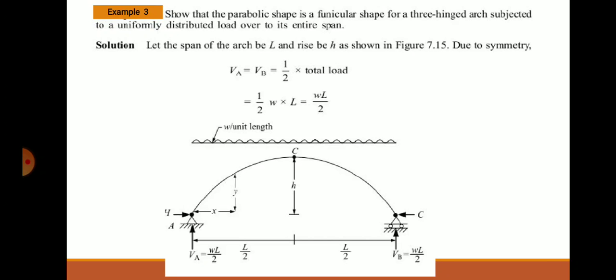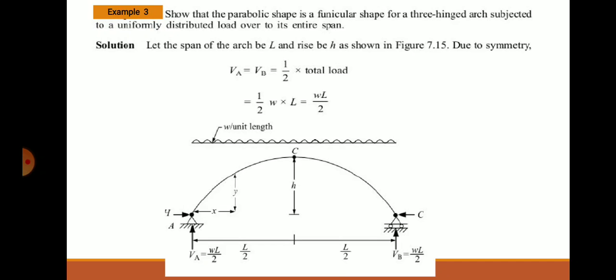Now, the same problem which is solved in a derivation. Show that a parabolic shape is a funicular shape for a 3-hinged arch subjected to UDL over its entire span. Let the span of the arch be L, rise be H as shown in the figure below. Due to the symmetry, the load is symmetric towards both the sides.